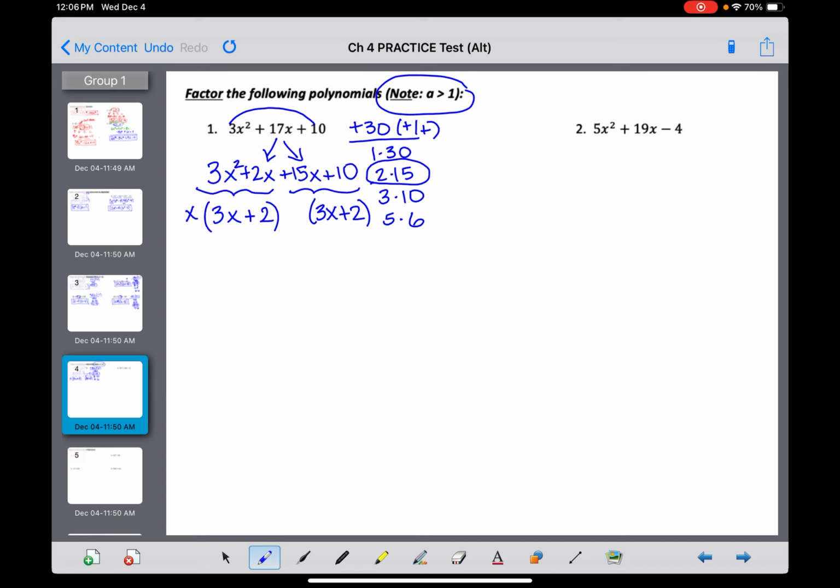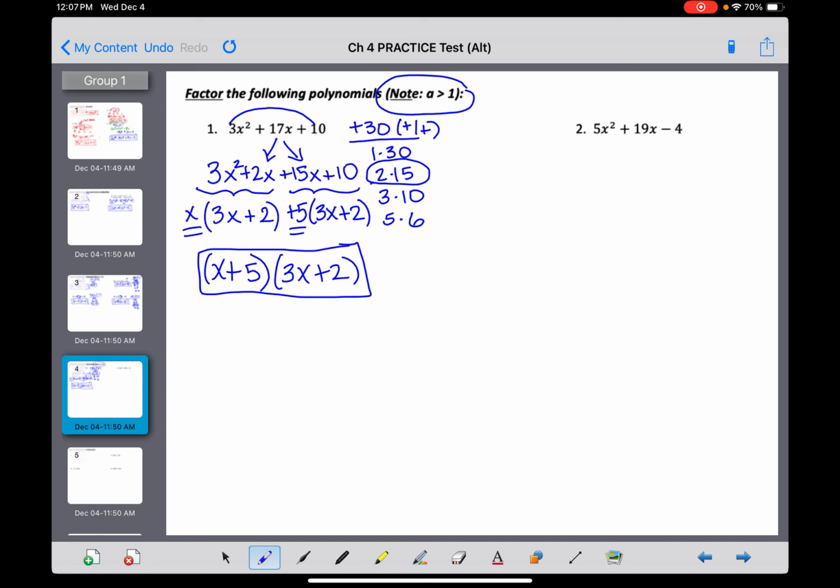So now I just have to figure out the GCF in the front of the parenthesis. Something times 3x makes 15x. Well, that has to be a positive 5. And 5 times 2 is 10, so I know that that's correct. So now I put my two GCFs together. One of my binomials is x plus 5, and the other binomial is 3x plus 2. Factoring complete. And remember, you can check by FOIL.